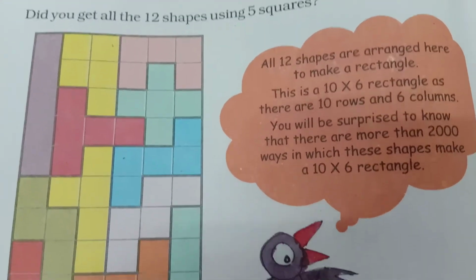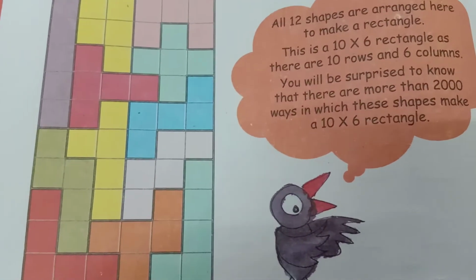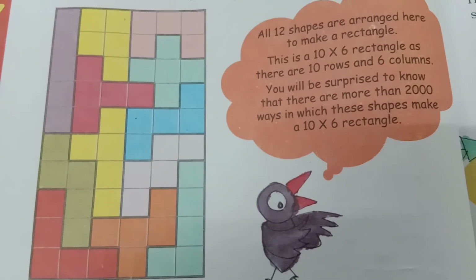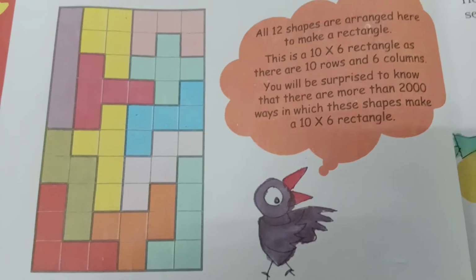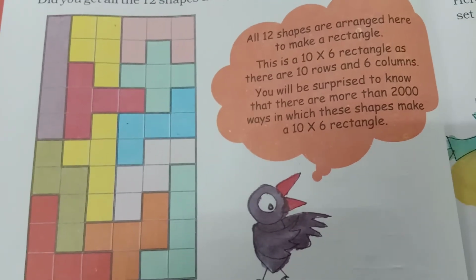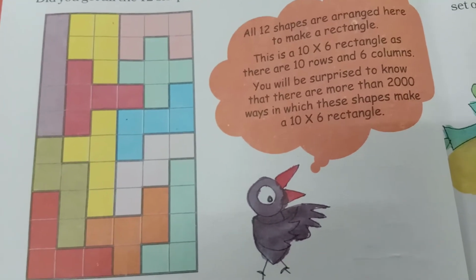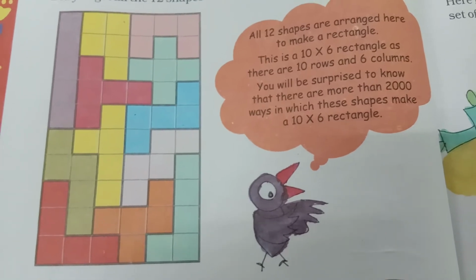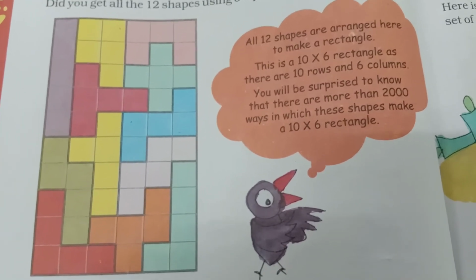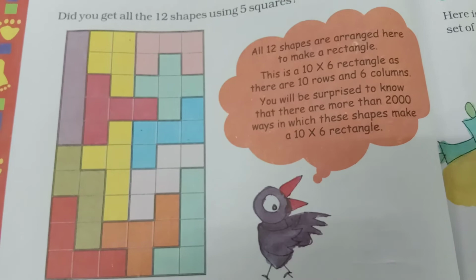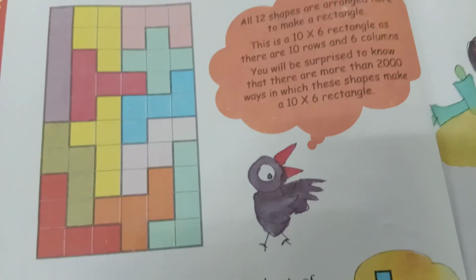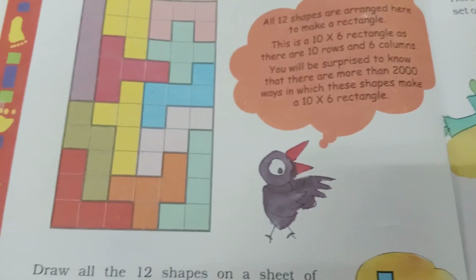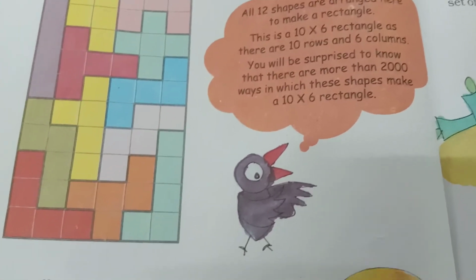Yes, see here. You should get all the same kind of shapes that you have drawn in the previous page. You see how they are arranged, and all these shapes are arranged to form a rectangle. This rectangle is a 10 into 6 rectangle, as it contains 10 rows and 6 columns. Like this, we can make 2000 ways in which all these shapes make a 10 into 6 rectangle.